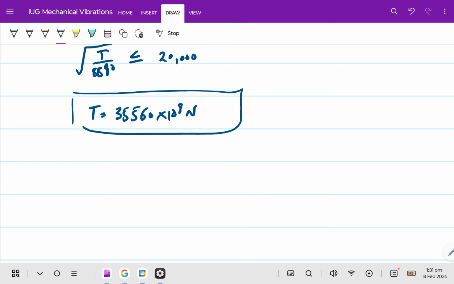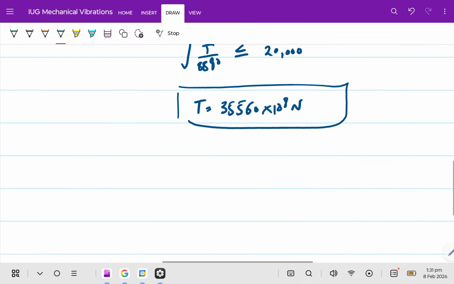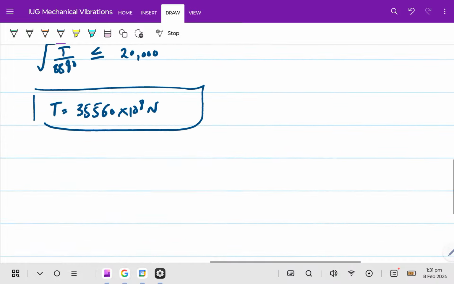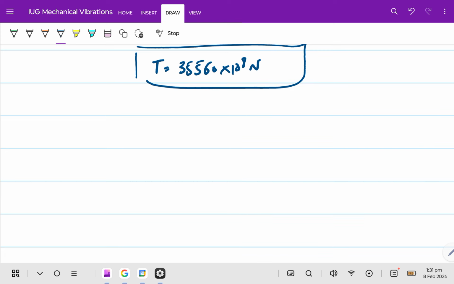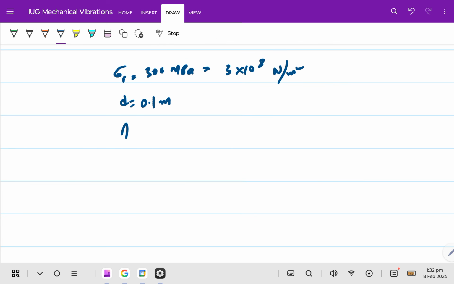And now consider that the permissible yield stress of the material be 300 megapascals. So now we have to make an assumption here. Let's assume that the permissible stress is equal to 300 megapascals, or you can call it 3 into 10 exponent 8 newton per meter square, because the next condition was based on the necessary cross-section area. So assuming the diameter of the cable is 0.1 meters, we'll have the cross-section area of pi by 4 times 0.1 squared.